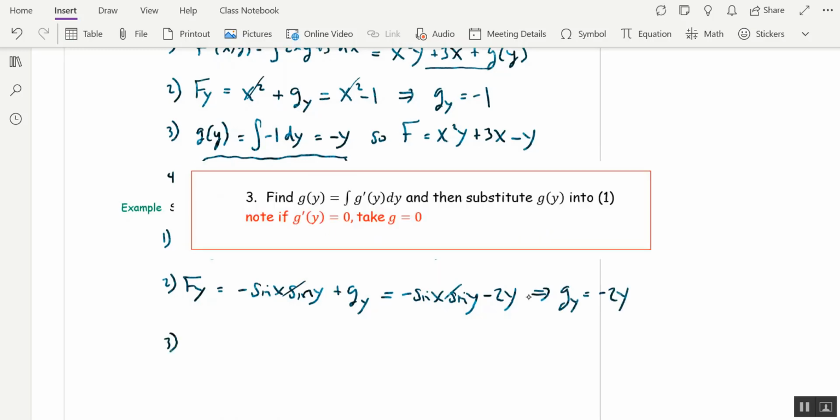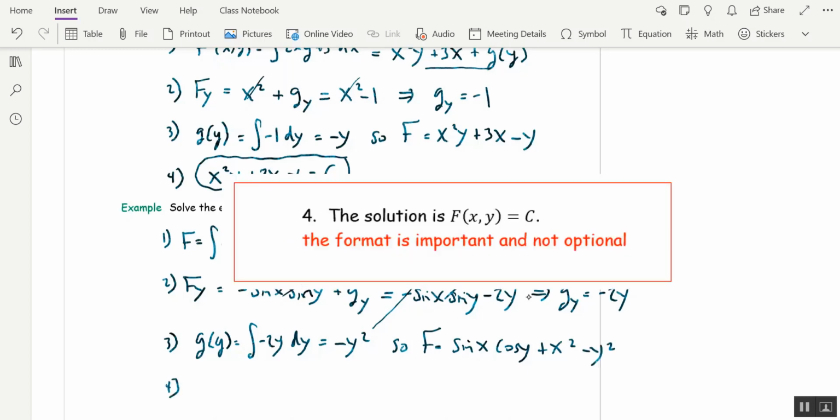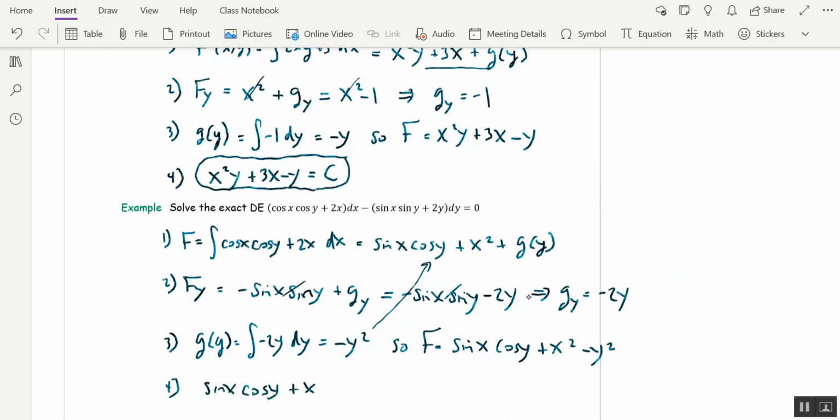So step 3, I can recover g. G of y is the integral of negative 2y dy, which is negative y squared. So put that up here into big F. Big F is sine x cos y plus x squared minus y squared. And that's not your answer because there's a step 4. So step 4 is set big F equal to a constant. Sine x cos y plus x squared minus y squared equals C.